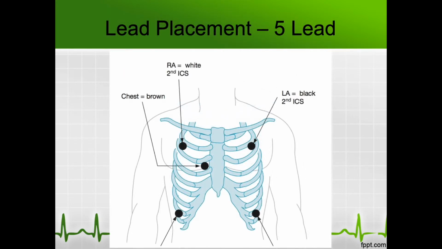By adding more leads, it allows us to look at this electrical conductivity from different angles. And here we have an example of a 5-lead placement. Notice that in this one, we've added 2 more leads. In this case, green, which goes underneath the white lead. White snow falls on green grass. And a ground lead here represented in brown because ground rhymes with brown.